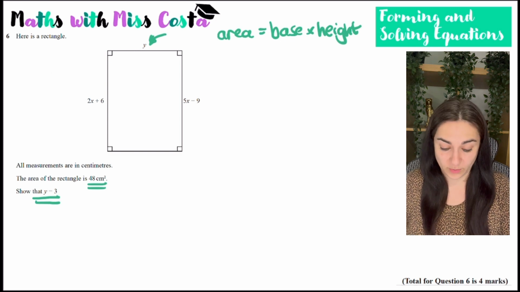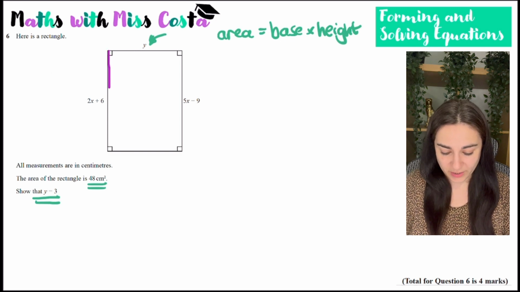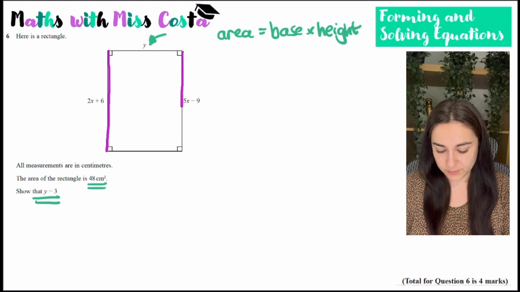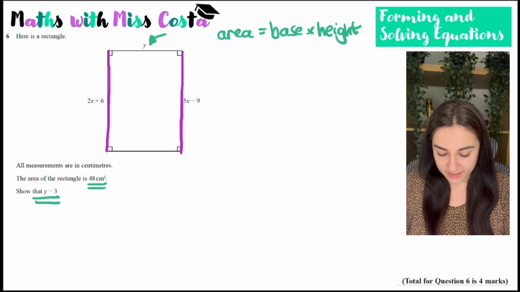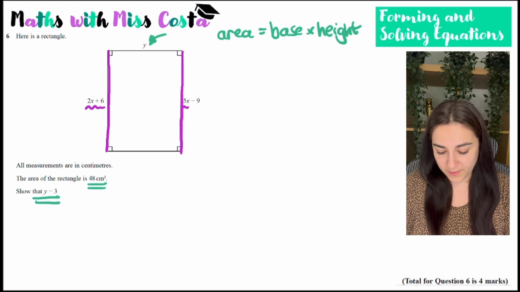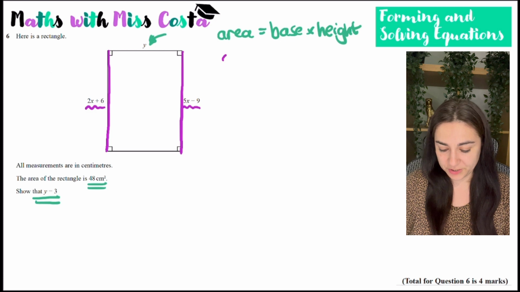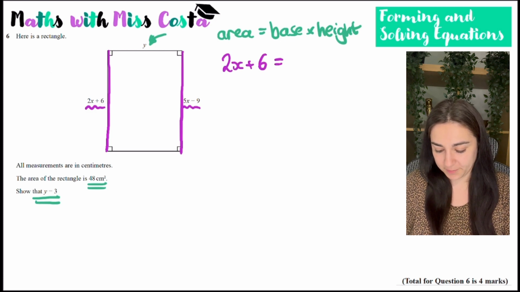Now, what can I do with all of the information I've been given? Well, I know that in a rectangle, opposite sides are equal, the same length. So therefore, I know that this expression must be equal to this expression. So I can just form an equation for myself. So 2x plus 6 must be equal to 5x take 9.